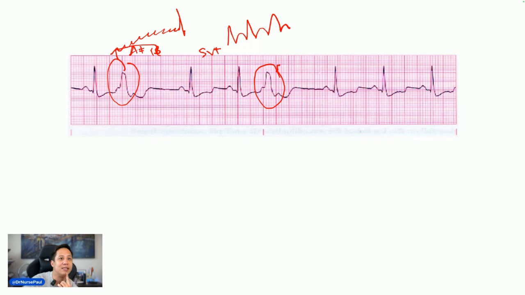PVCs. This is called premature ventricular contraction, right? Because if you look at it, the ventricles are contracting abnormally without being preceded by a P. Should it be a P followed by a QRS and T? Yes or no? Atria beats first before the ventricles? That's the normal, right? Here, there's P, there's QRS, and then there's another QRS that's abnormal. Alrighty? So that's called PVC.